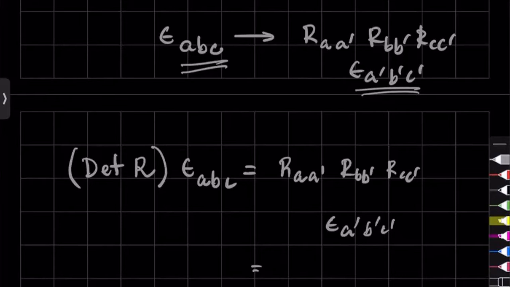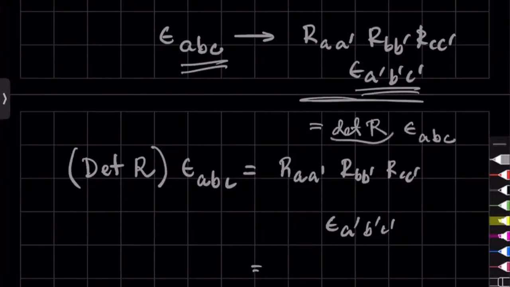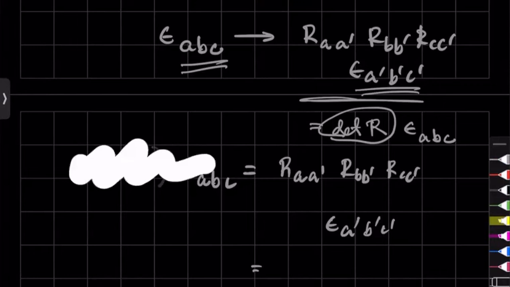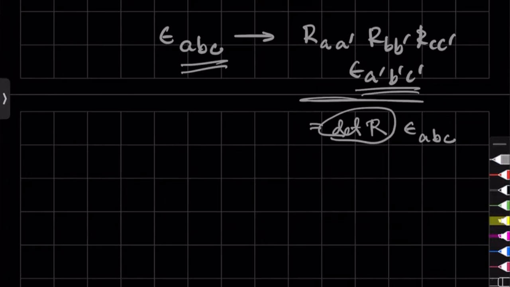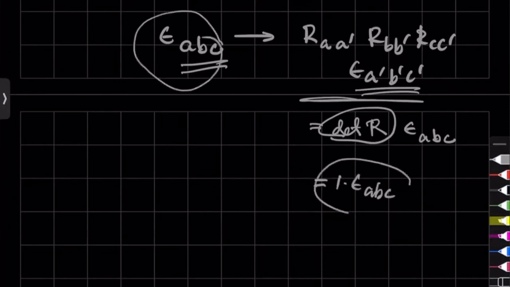a determinant of a matrix is defined, in case you haven't seen this definition before. So if I use this over here, I should get the determinant of R, and then we get epsilon_{ABC}. But what is the determinant of R for SO3? One. Yeah. So we get epsilon_{ABC}. So we see that this is another invariant tensor in addition to delta_{AB}.